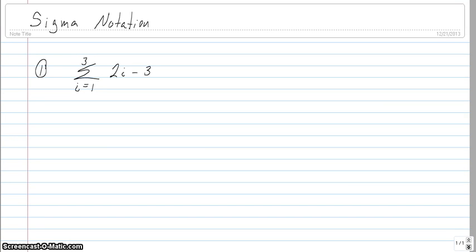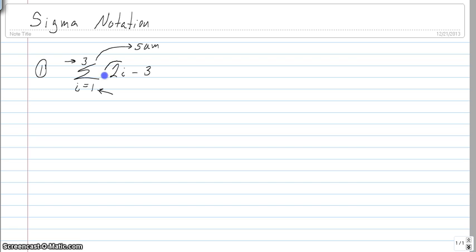Okay, so in this video we're going to look at how sigma notation is used, and I've got a quick example here on the screen. So, we've got this symbol which looks like a capital Greek letter sigma, and the sigma always stands for sum. So what that symbol means is to sum. And so this means that we're going to sum starting with I equals 1 and ending with I equals 3.